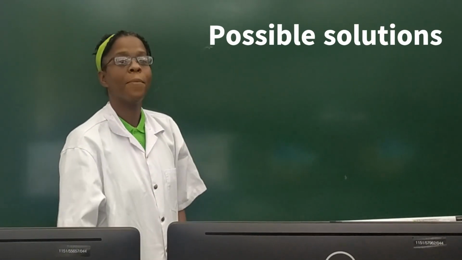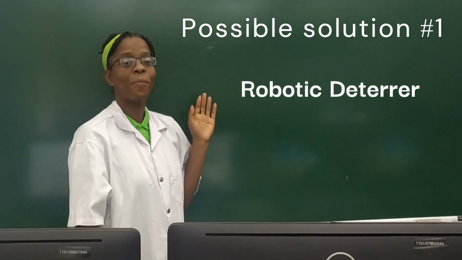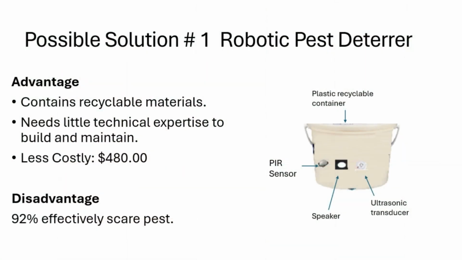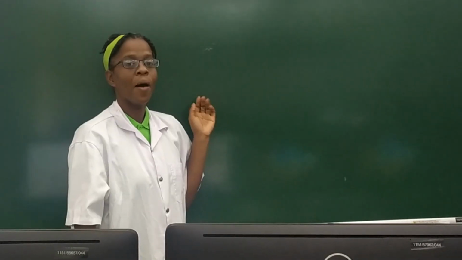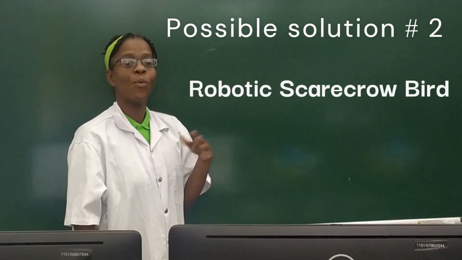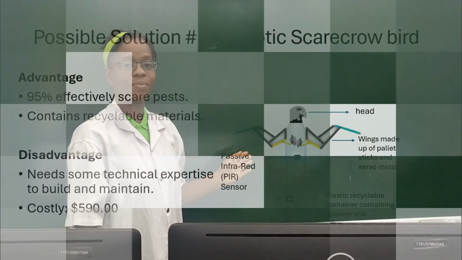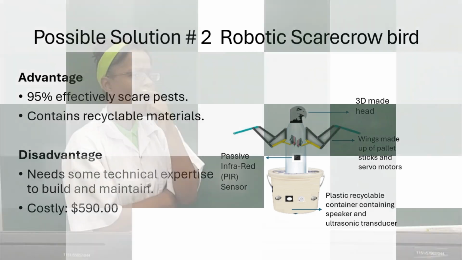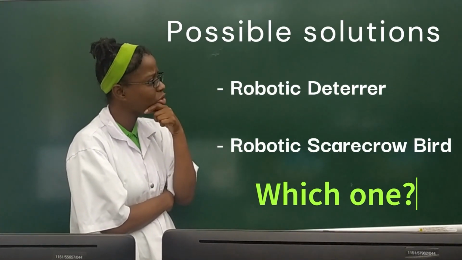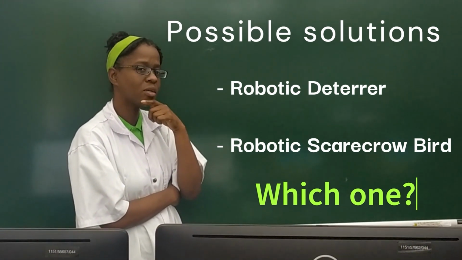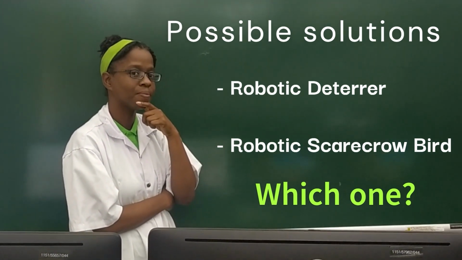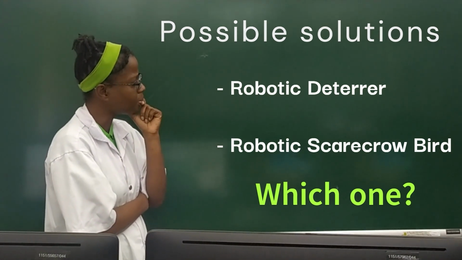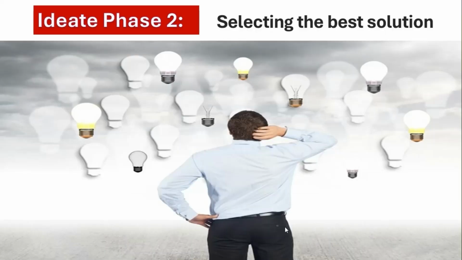So we came up with 2 possible solutions. Possible solution 1, the robotic deterrer. Possible solution number 2, robotic scarecrow bird. Which one should we choose? They both have their advantages and their disadvantages. Which one? That is where phase 2 of the ideate process steps in.